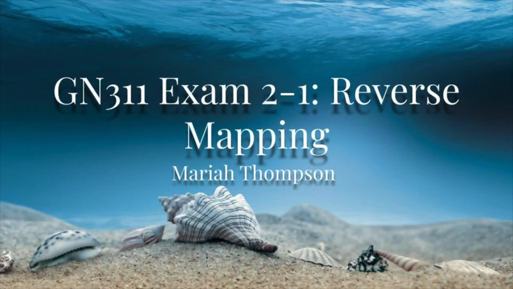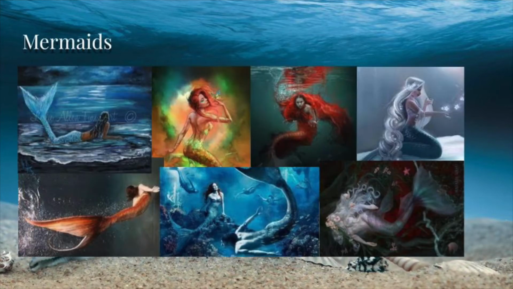This video is about reverse mapping. To depict how reverse mapping is used to determine probabilities of phenotypes and genotypes of gametes based on the recombination of 3 genes, we will focus on the fictional species mermaids.